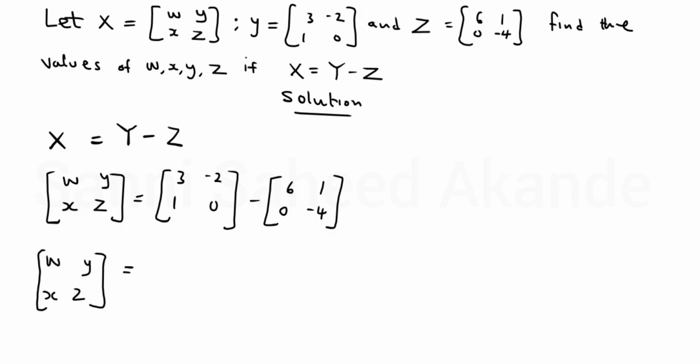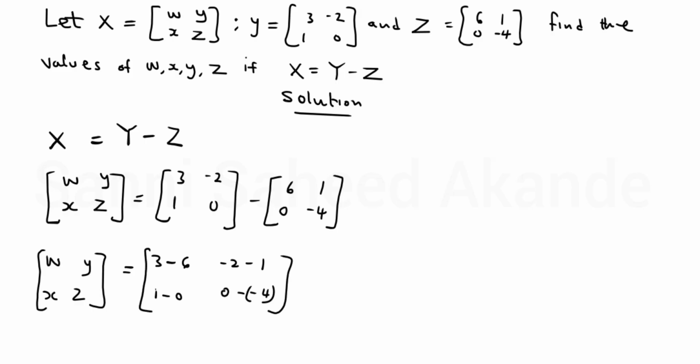I'm going to take this 3 minus 6, then minus 2 minus 1 as usual. So let's do that. We have 3 minus 6, then minus 2 minus 1. Then the down rows, we have 1 minus 0, then 0 minus minus 4. Okay, so put everything in brackets this way.